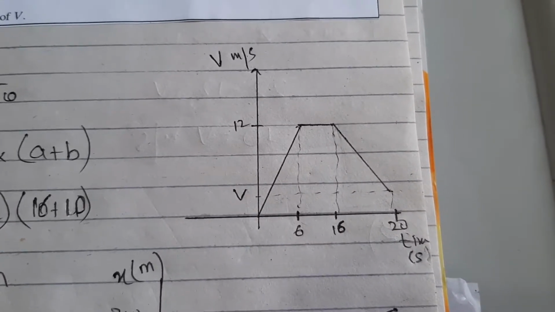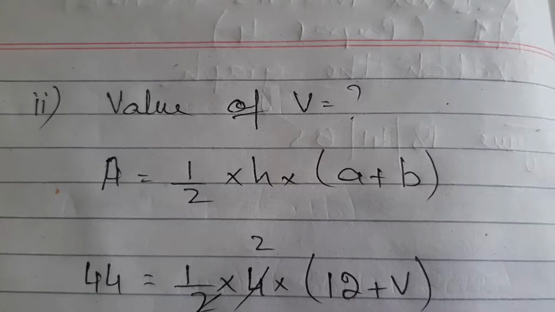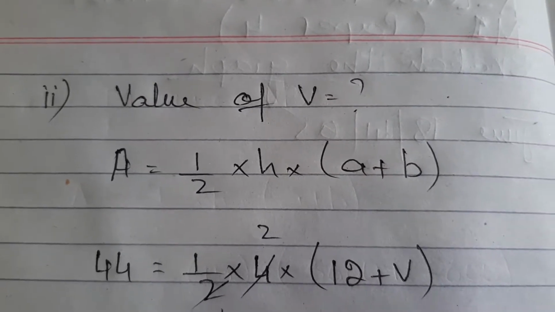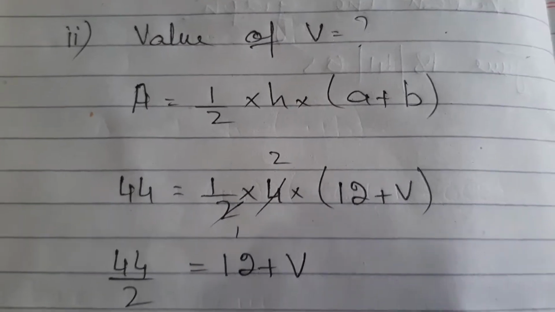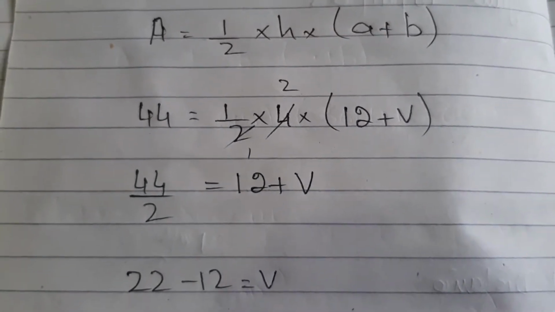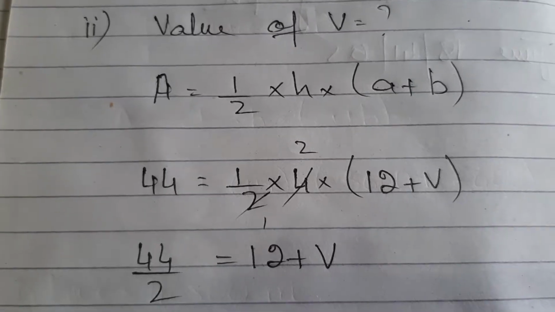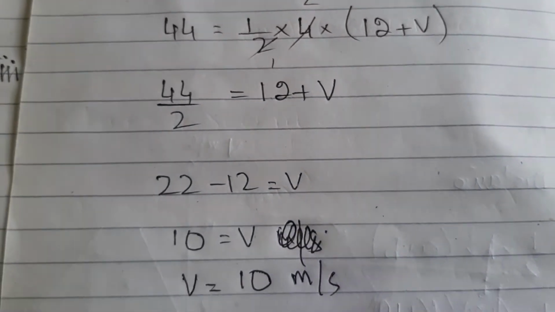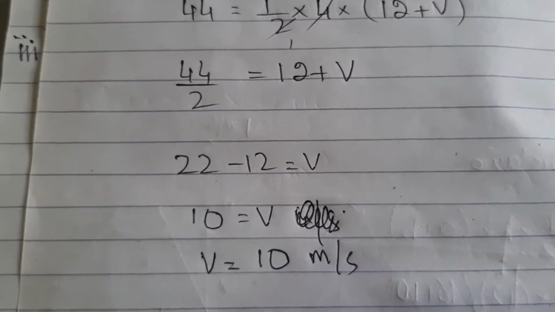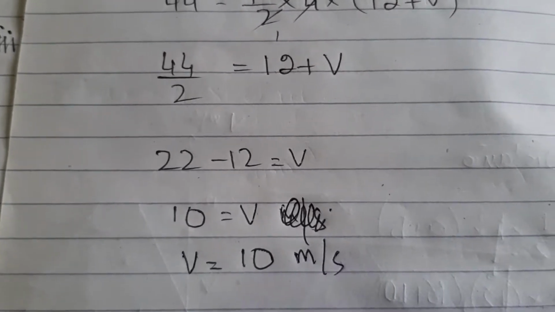So let's apply the area of trapezium formula. So here it is, the area of trapezium formula, and simply substituting the values, I calculate the value of V. Simple calculation, and you get it as 10 meter per second. So he is finishing the race at 10 meter per second.